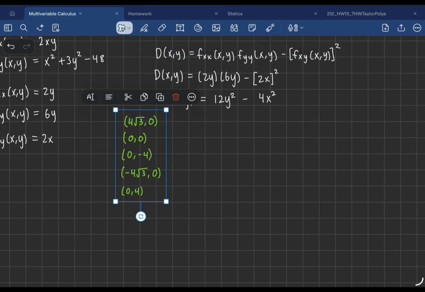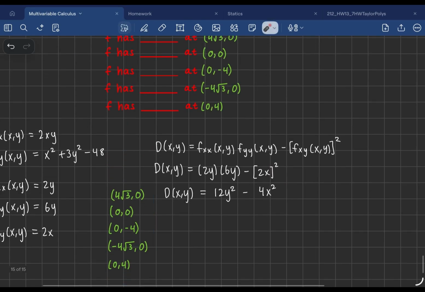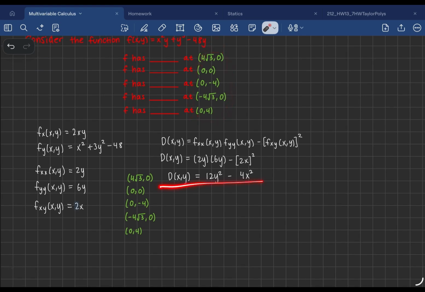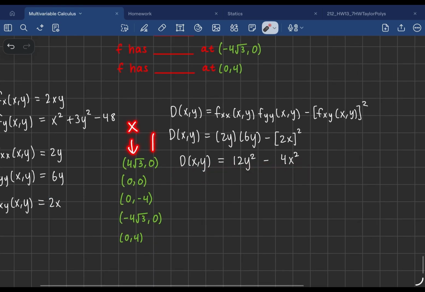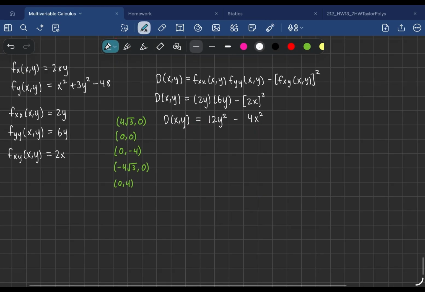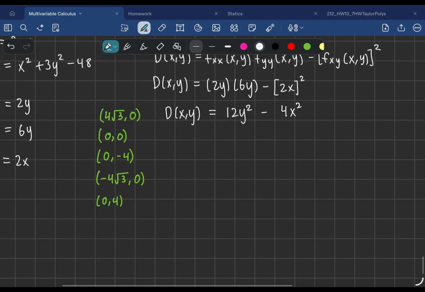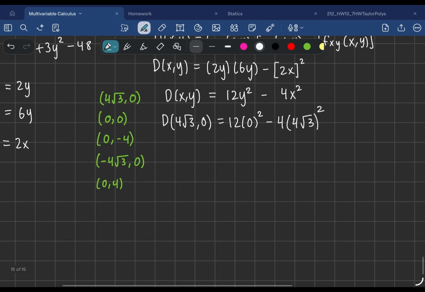Now basically what we're going to do with our formula is we're going to take all of these points over here and we're going to evaluate it with this function, with this being your x and this being your y. So let's start off with this first one. D of 4 root 3, 0. I'm going to plug into the formula. 12 times 0 squared minus 4 times 4 root 3 squared. We know that this part is going to be equal to 0.